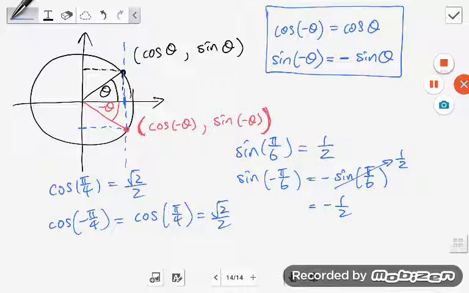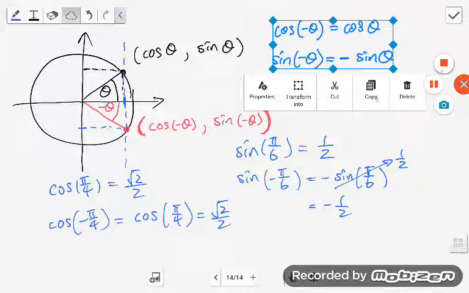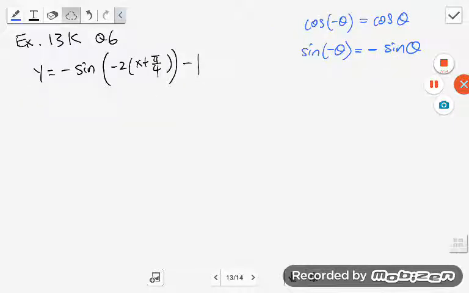Okay, now I am going to copy this. I'm going to copy this, and when you guys come back, I'm going to pause the video and copy it. When I come back, you guys will see the two equations here, the two rules that we have here, back on question number 6. Okay, so let's go back to question number 6.